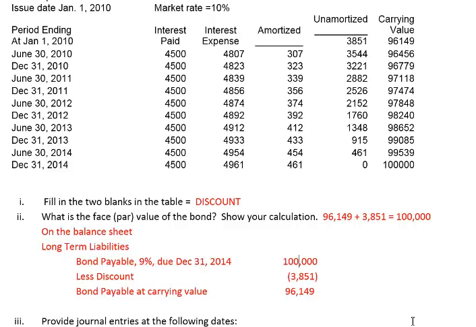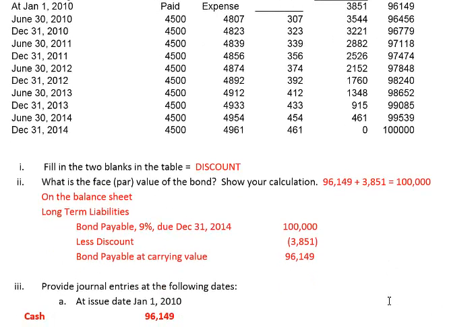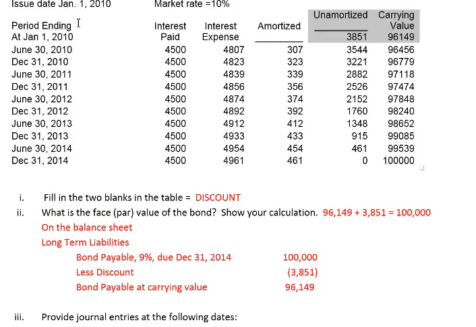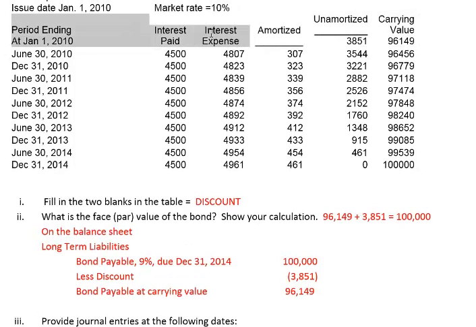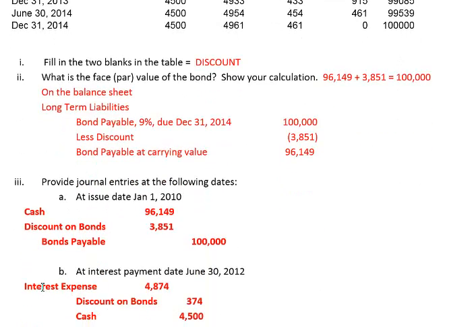So now that we've got that done, they wanted us to do the journal entry at the issue date. And again, we can pick it off right here because that's our issue date, January the 1st, 2010. And we have our unamortized discount and our carrying value. So we can set up your unamortized discount, which is $38.51. Set up your cash, which is the present value of the bond at the issue date, and credit the bond payable itself.